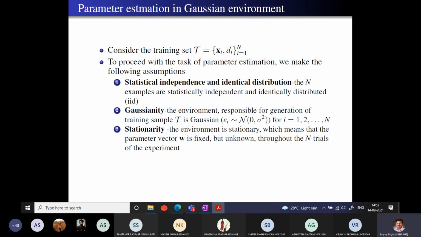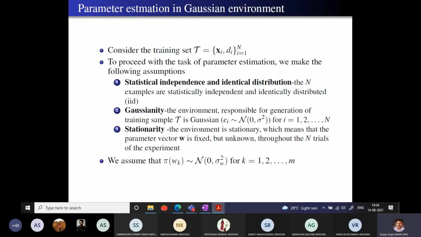And you are also assuming stationarity. This is the third assumption. The environment is stationary, meaning that the parameter W is fixed, the only thing unknown, throughout the n trials of the experiment. That's why you say it's stationary. So you remember the three assumptions: IID, the Gaussian assumption, and stationarity.